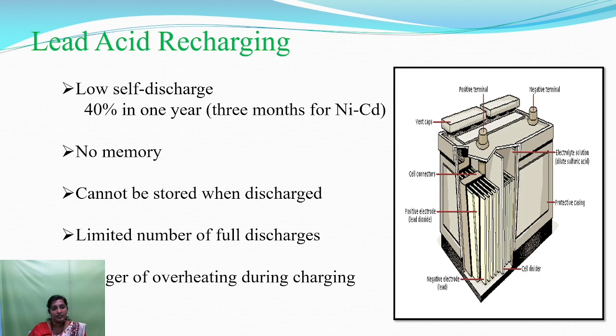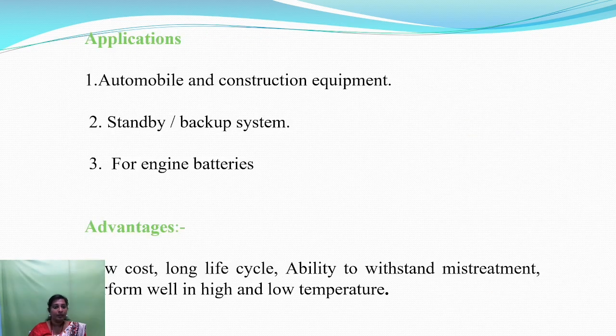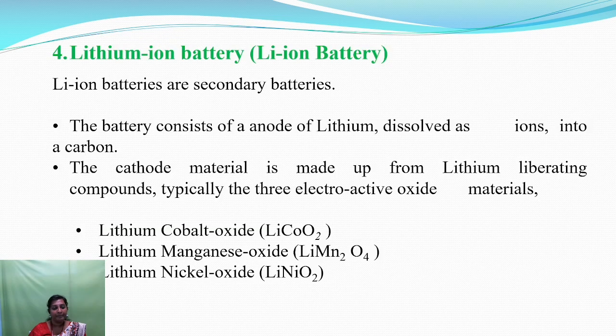It has a low self-discharge, that is 40% in 1 year, 3 months for nickel cadmium. There is no memory effect, it cannot be stored when discharged, there is a limited number of full discharges, and a danger of overheating during charging. Applications: it is used in automobiles and construction equipment, and standby backup systems for engine batteries. Advantages: low cost, long life cycle, ability to withstand mistreatment, and it performs well at high and low temperatures.